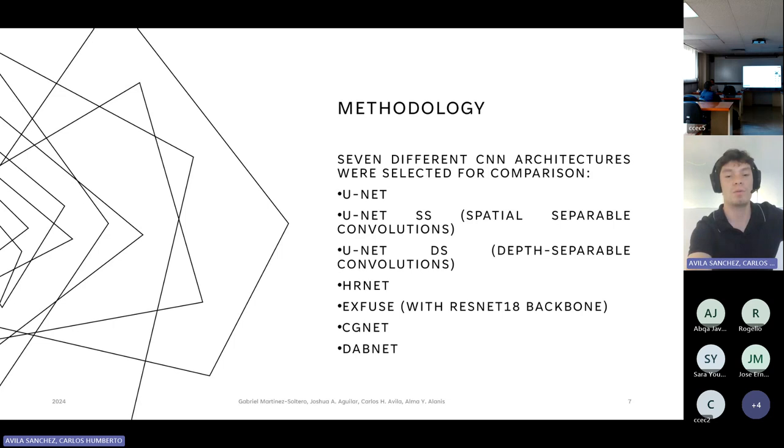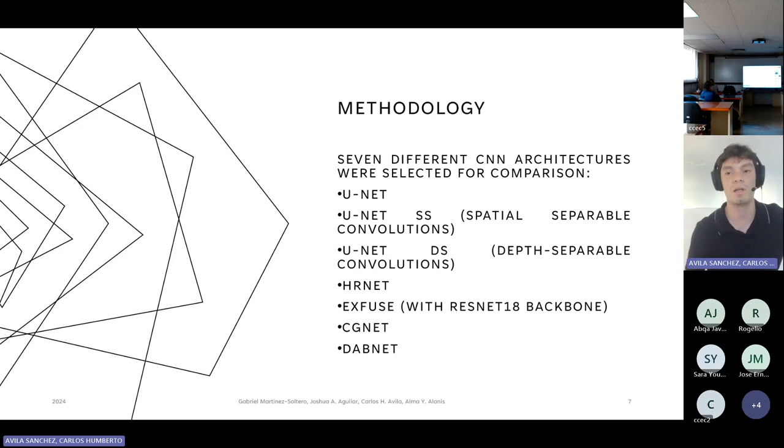So to get the mask, we chose seven different CNN architectures. First, the UNet architecture and its variations, like UNet with spatial separable convolutions and with depth separable convolutions. Then we have HRNet and XFuse. Then we have CGNet and DABNet.